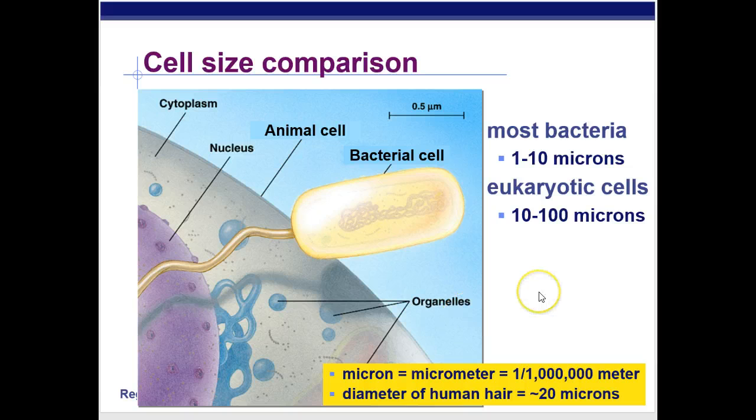Here's a size comparison. The bacterial or prokaryote cell here is quite small, 1 to 10 microns. And up against a eukaryote cell, much smaller. Eukaryote cell, 10 to 100 microns.